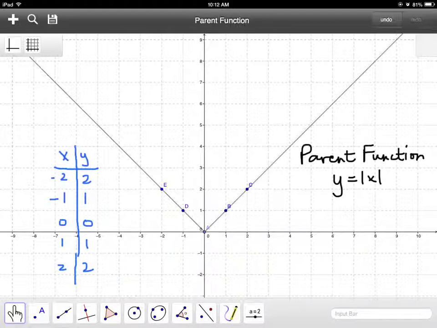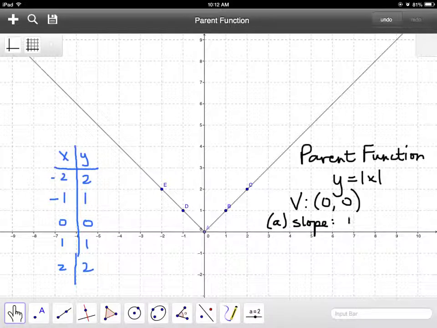And over here to the right, the vertex in this case is the ordered pair 0, 0. There's no h, there's no k. The slope in this case, or the a value, is going to be +1. So from one point to the next, you're going to go up 1, right 1.